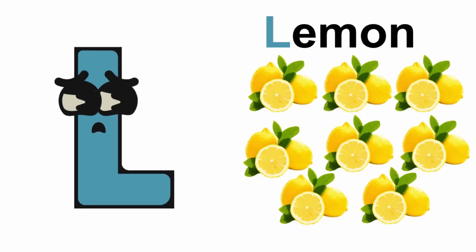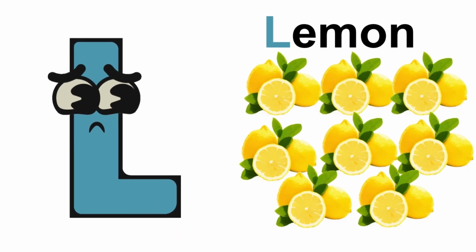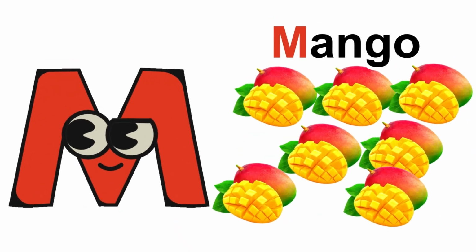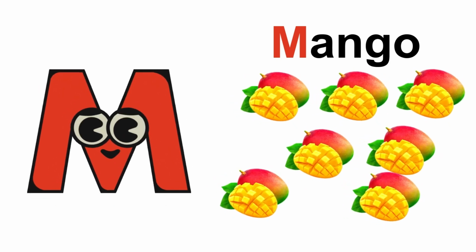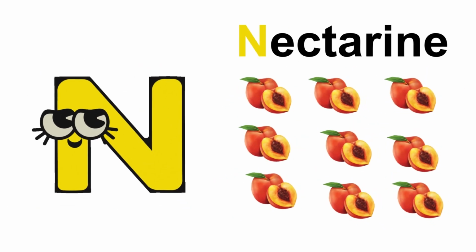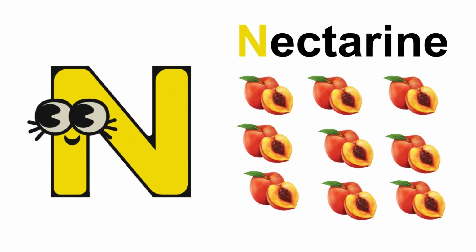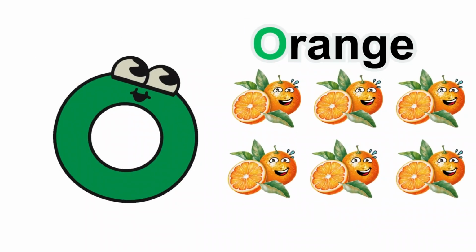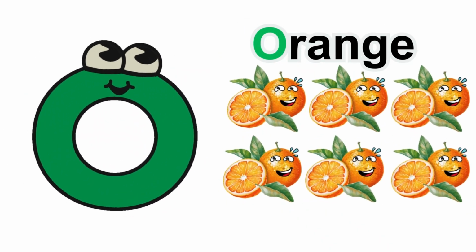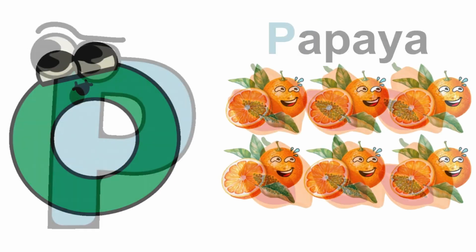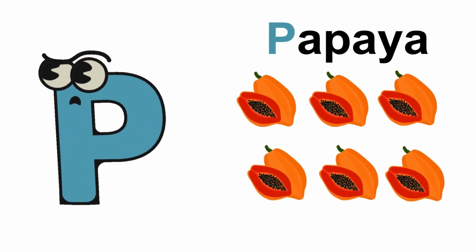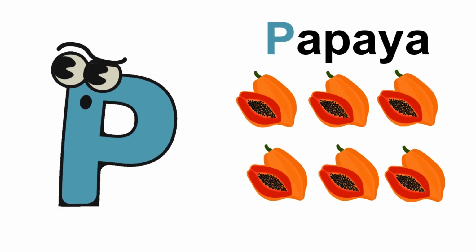L is for lemon, lemon. M is for mango, mango. N is for nectarine, nectarine. O is for orange, orange. P is for papaya, papaya.